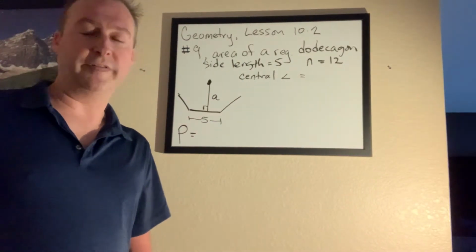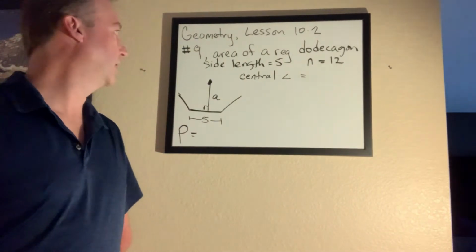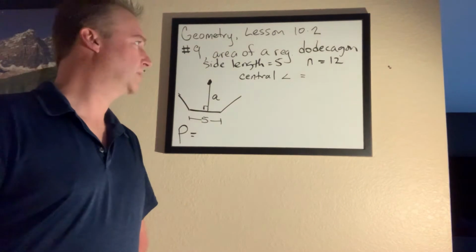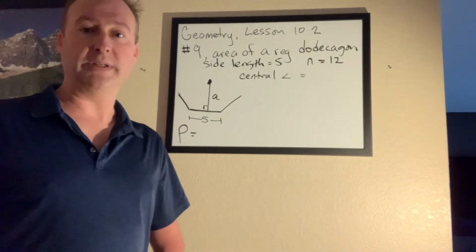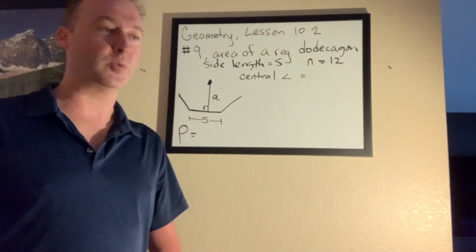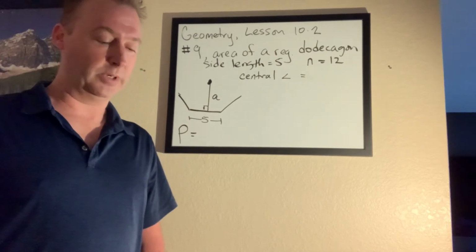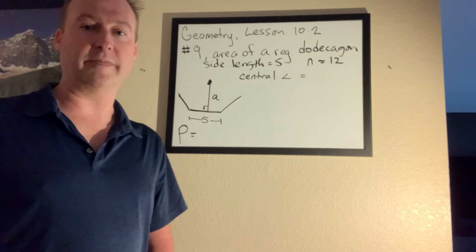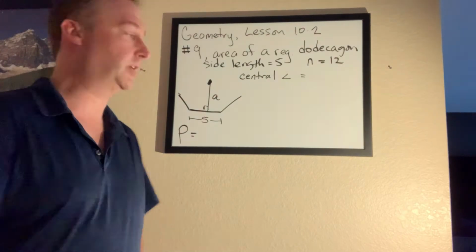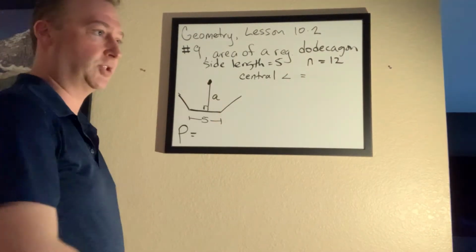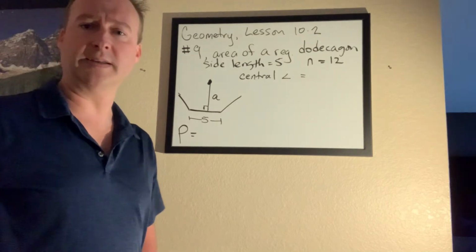Hi guys, just one more video from lesson 10.2, and in this one we're going to do problem number 9, because we're trying to find the area of a regular dodecagon, a 12-sided polygon, which is going to be a little more involved than doing a much simpler hexagon. Recall that hexagons are simple because of the 30, 60, 90 triangle relationships that are carved out from that central angle. Dodecagon is going to be a little bit more work.